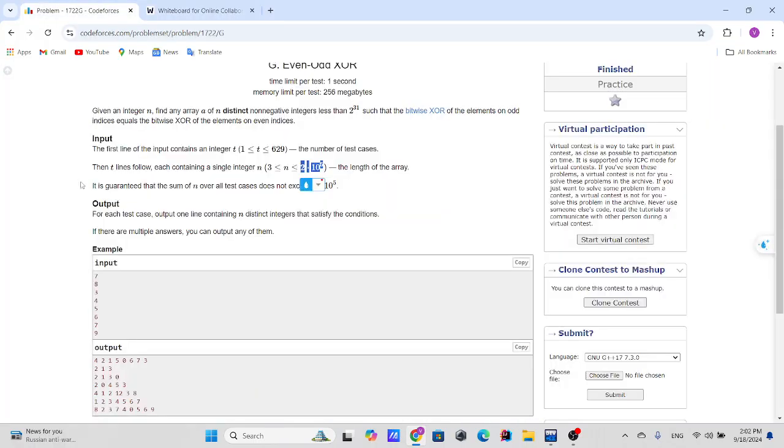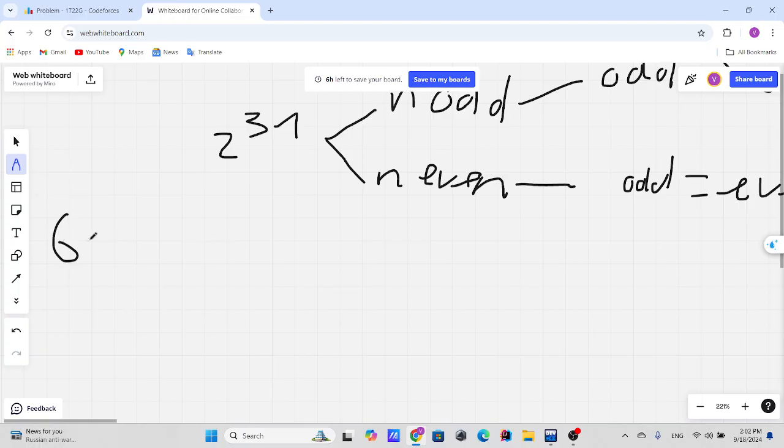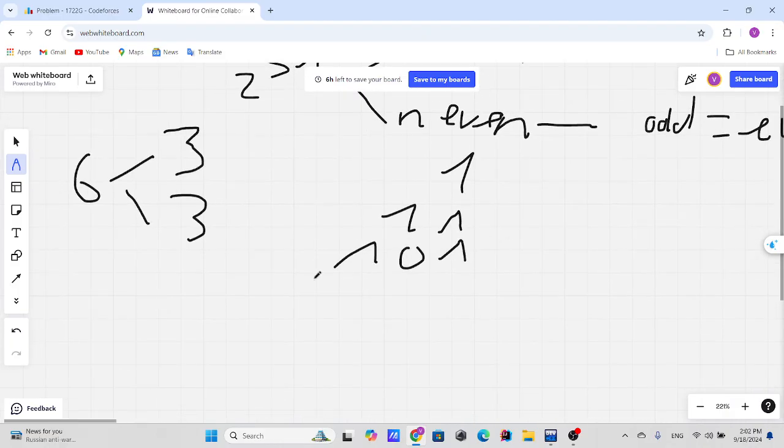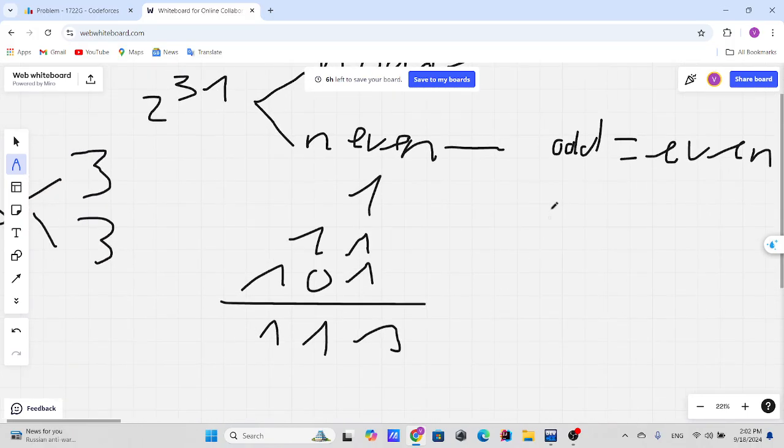How about 6? What can we do with 6? 1, 3, 5. No, this is 3, right? And this is 5. What is the value of this one? This will be 1. This will be 1, and this will be 1. How about 8? How about 2, 4, 8? It would be super large, so not adequate.